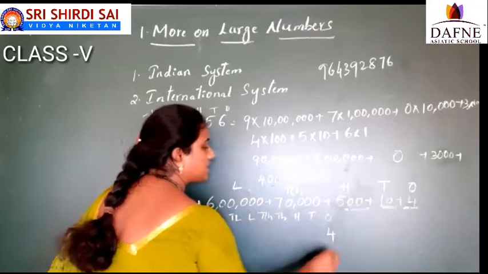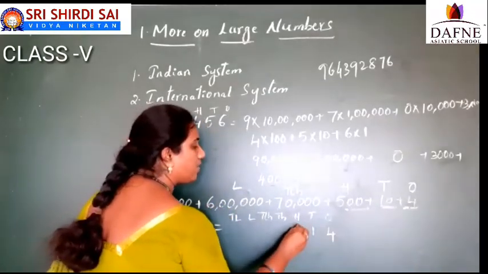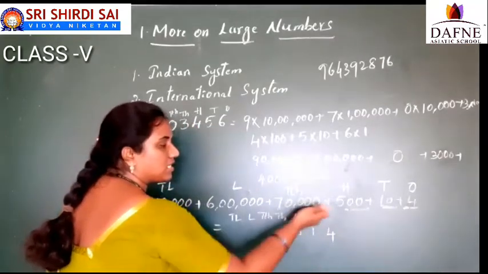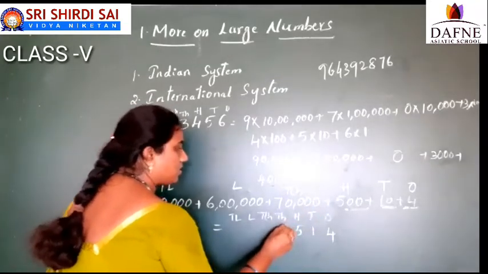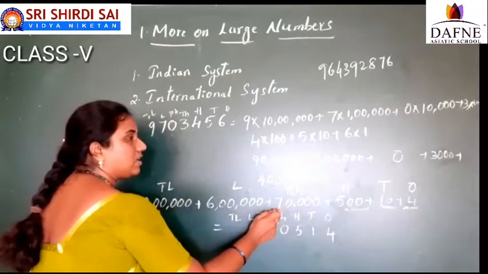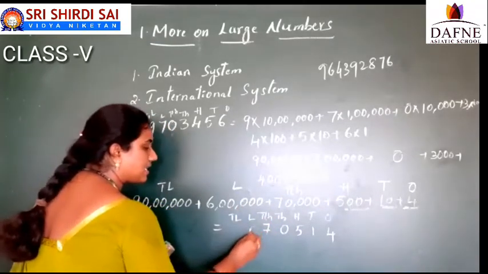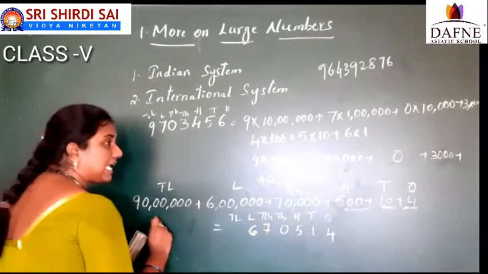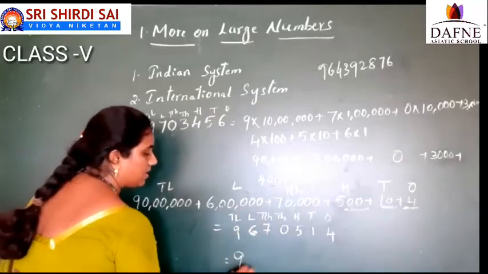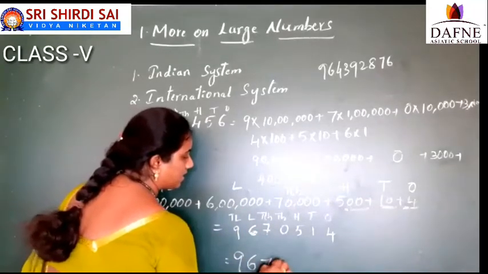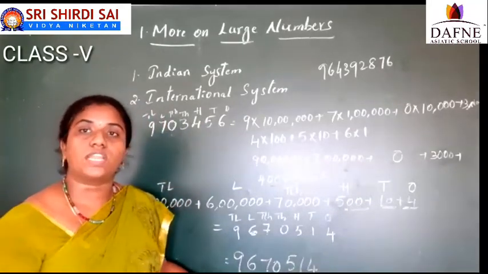So first, ones place, what is the number? 4. How many tens? 1 ten. How many hundreds? 5 hundreds. How many thousands? This is the place value of 10,000, so are there thousands? Not there. So 0. How many 10,000s are there? 7 10,000s. How many lakhs? 6 lakhs. How many 10 lakhs? 9 10 lakhs. So now what is the number? 96 lakhs 70,514. So in this way you have to write the short form.